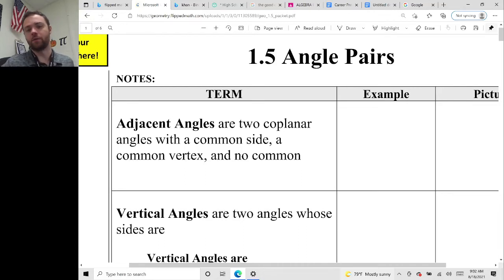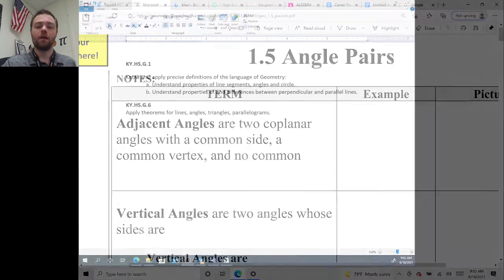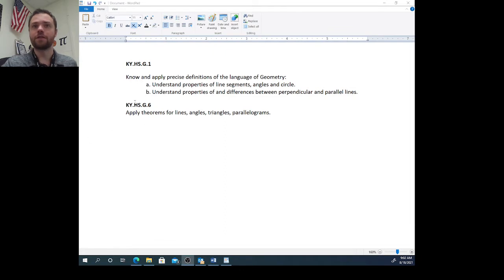All right, in this lesson we're going to be going over angle pairs. I'm probably not going to get this done in one video, so I'm going to split it up and then splice it together. I want to go over the standards first.